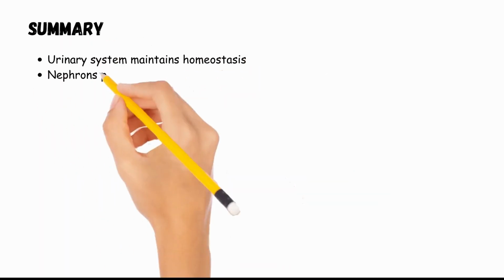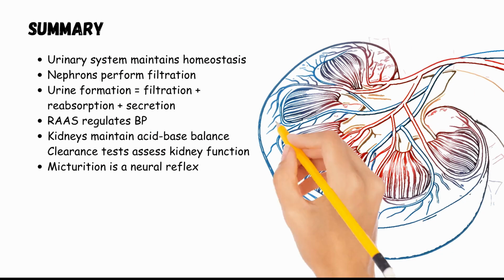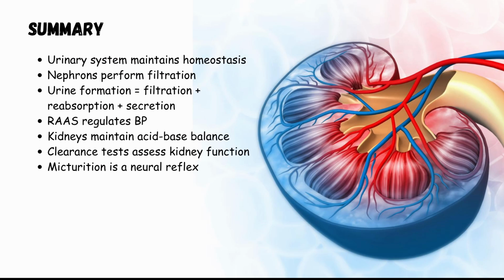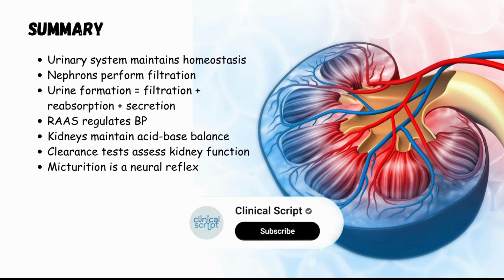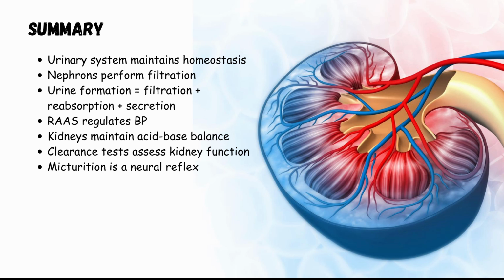And to summarize, the urinary system is vital for maintaining homeostasis. Nephrons perform filtration, reabsorption, and secretion. RAAS regulates blood pressure. Kidneys maintain acid-base balance. Clearance tests assess kidney function. Micturition is a coordinated neural process. Understanding these concepts is essential for both physiology and clinical practice.